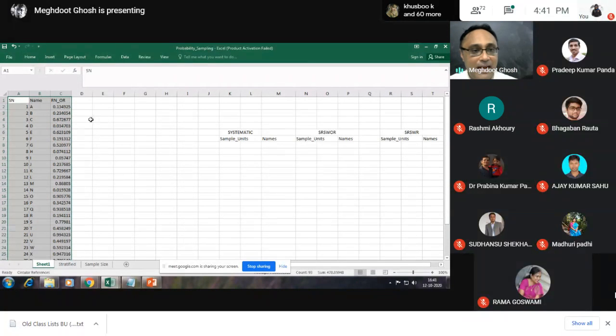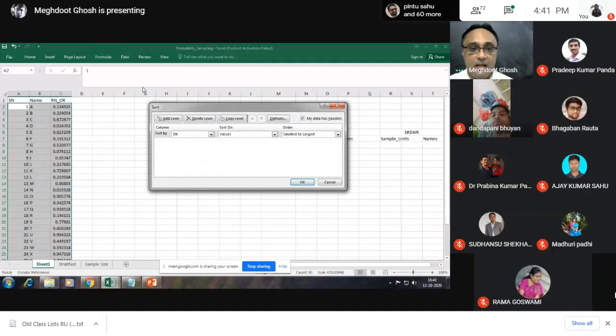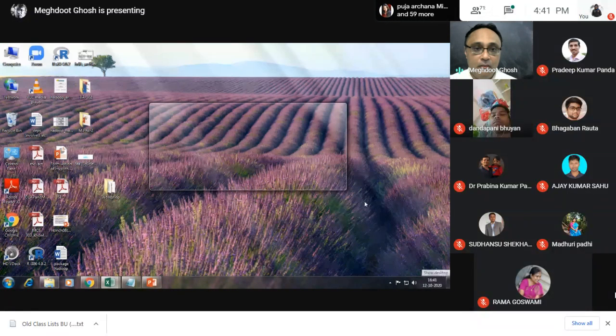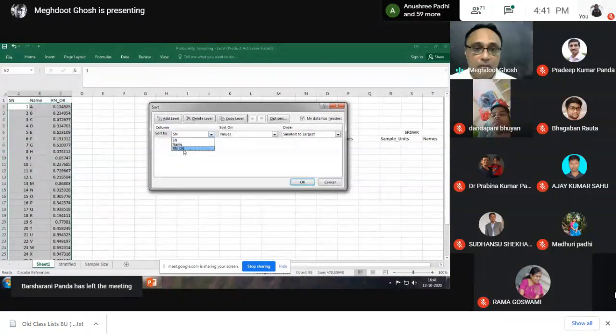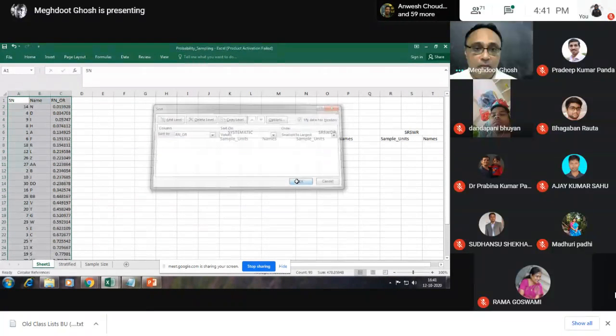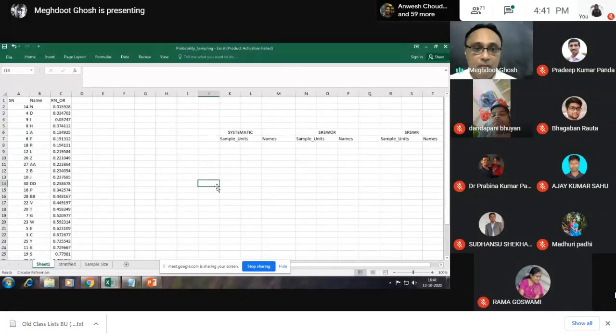So I've selected the entire table now. You go to data and go to sort. From this sort, sort by, you go to random number without replacement, smallest to largest, and click OK. Now see, automatically you need to select how many? You need to select 10 people from this list of 30 people. So you see, you can select these 10. And whom are you selecting? You are selecting the 14th respondent, you are selecting the 4th respondent, you are selecting the 9th respondent.